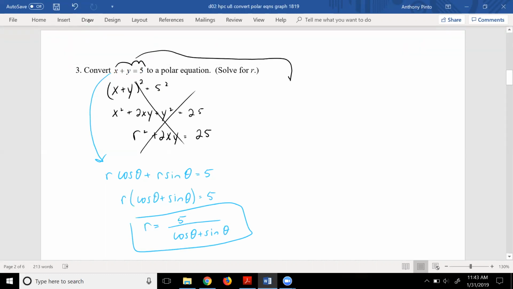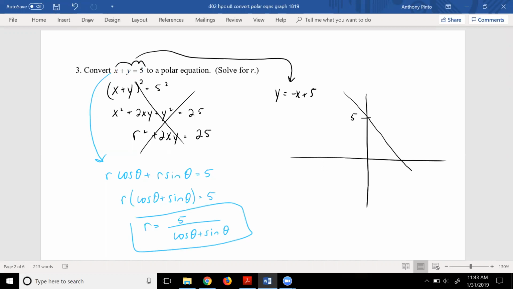Now, what's interesting about this equation in rectangular form is y equals negative x plus 5. And you all know what that looks like. It's a line that goes through 5 with the slope of -1. What's cool is that if you graph this equation down here in polar form, you end up getting exactly that line on your polar graph. So I don't know, just kind of a neat little thing.